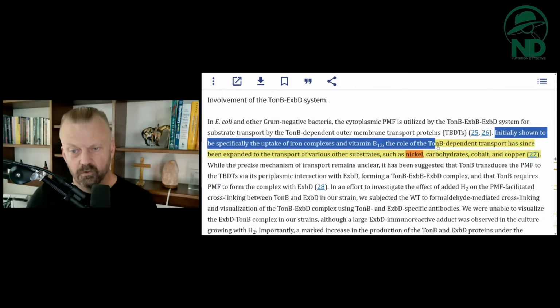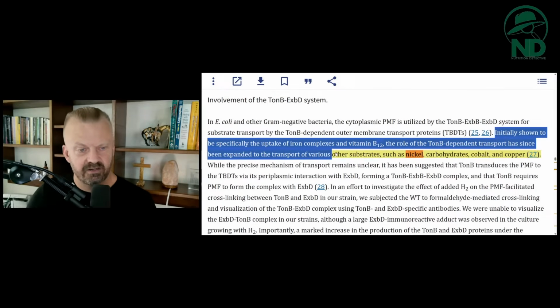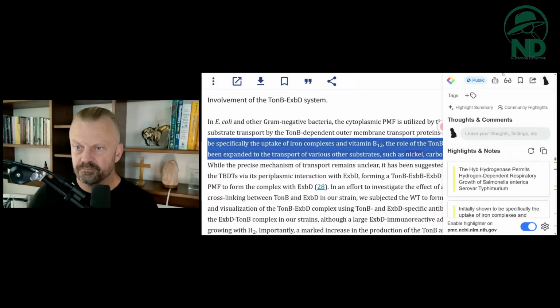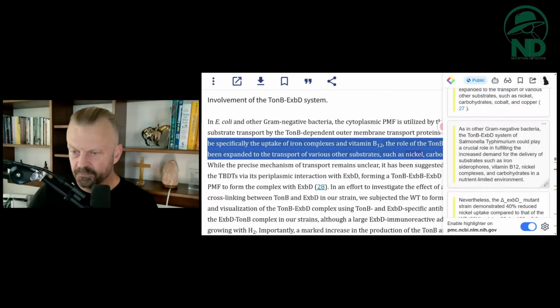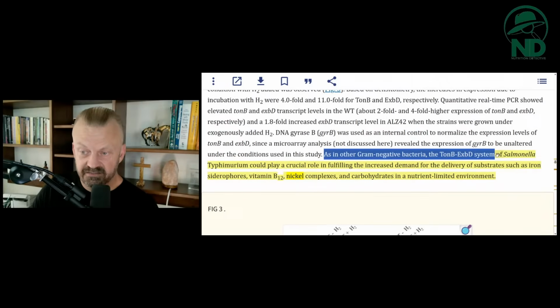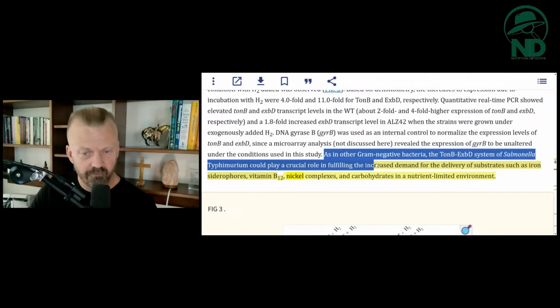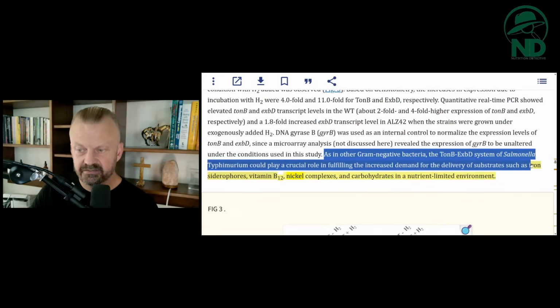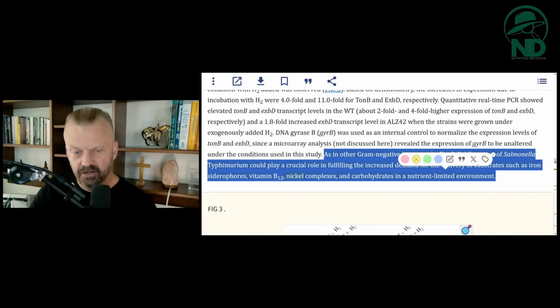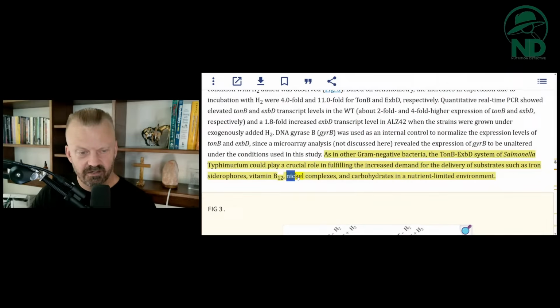Initially, cobalt's in there. The role of the TonB-dependent transport has since been expanded to the transport of various other substances such as nickel, carbohydrates, cobalt, and copper. There they are again. They just keep showing up. As in other gram-negative bacteria, the TonB-ExbBD system of Salmonella typhimurium could play a crucial role in fulfilling the increased demand for the delivery of substrates such as iron siderophores, vitamin B12, nickel complexes, and carbohydrates in a nutrient-limited environment. What if you just starved it?